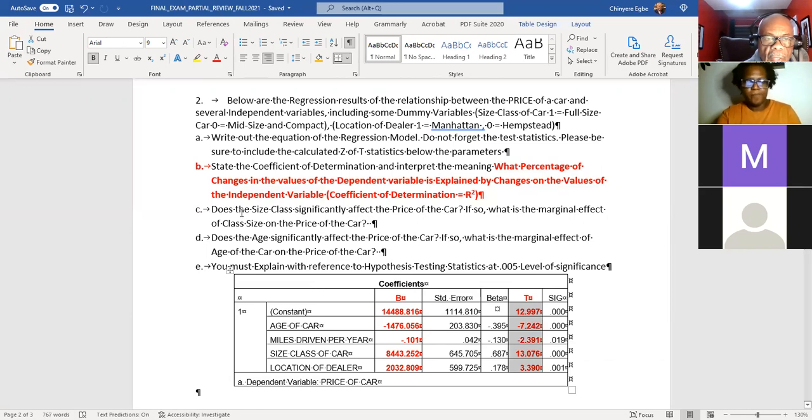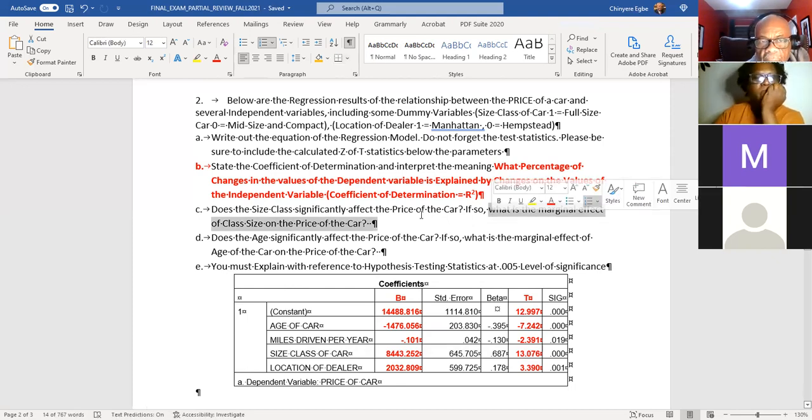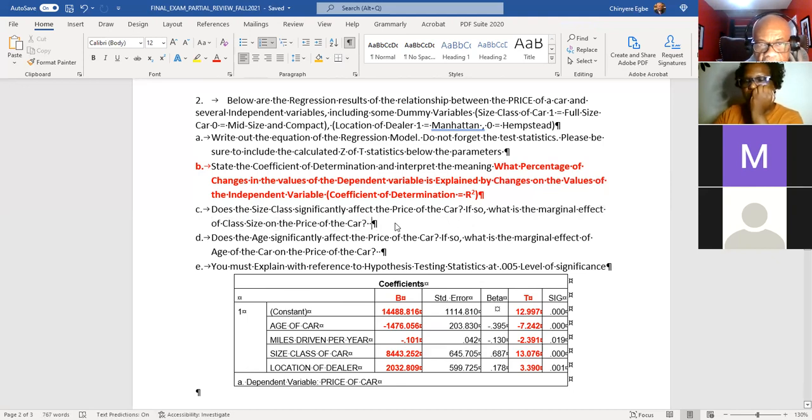It says, does the size class significantly affect the price of the car? This is the size class of car. Does it significantly affect the price of the car? You go through the process. And I say, what is the marginal effect of the size class of car? So in this case, the slope is what we are referring to as the marginal effect. You can see how language is used to explain the same thing.